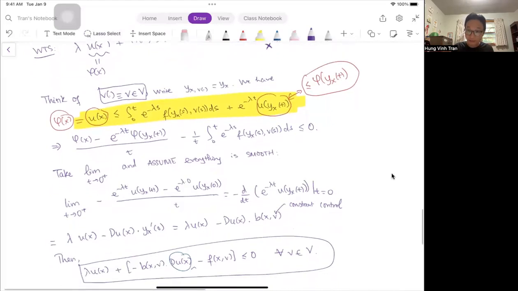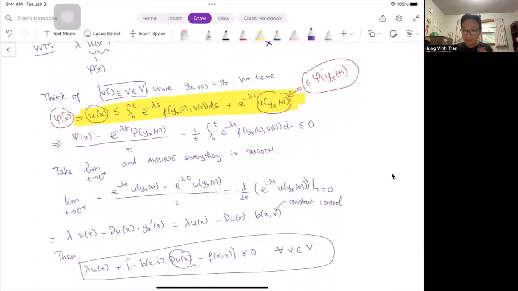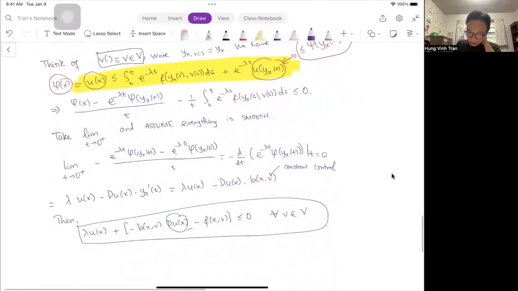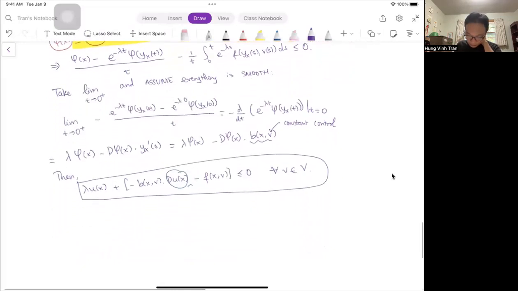And now the calculation is being done for phi. Remember that phi is a smooth test function, so everything is nice. We are now doing the calculus rule for phi. Using the chain rule and product rule, it is d over dt of this product at t equals 0. This equals, with everything of u replaced by phi, lambda times phi of x minus d phi of x dotted with y_x prime at 0, which equals lambda phi of x minus d phi of x dotted with this vector b(x,v), where again the constant control is v. So again I replace u by phi: lambda phi of x minus b(x,v) dot d phi of x minus f(x,v) is less than or equal to 0 for all v.